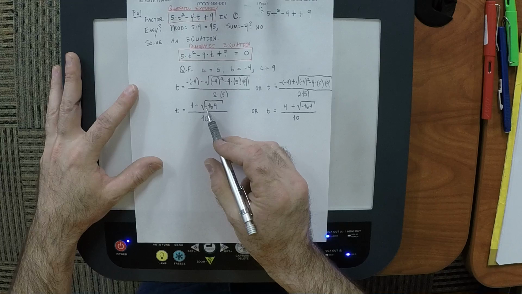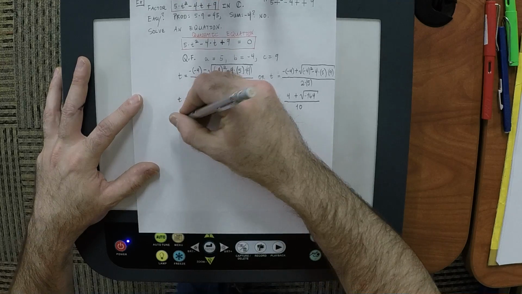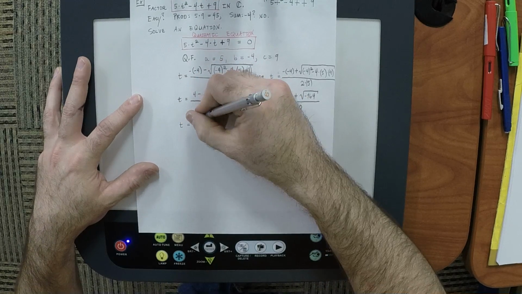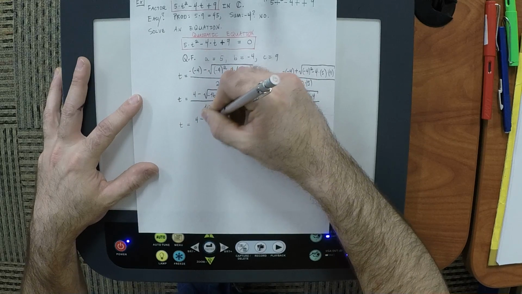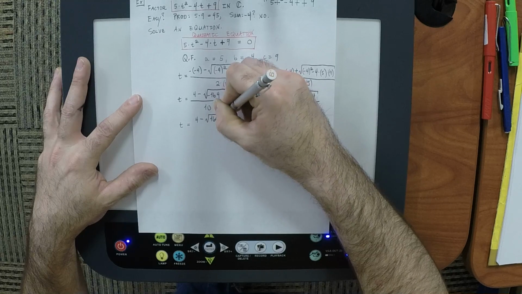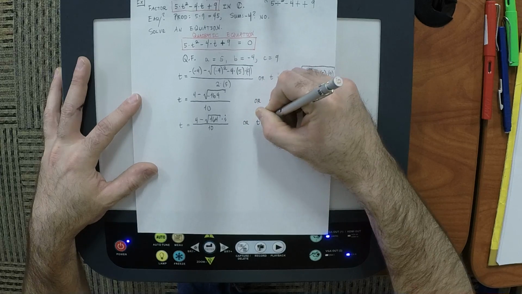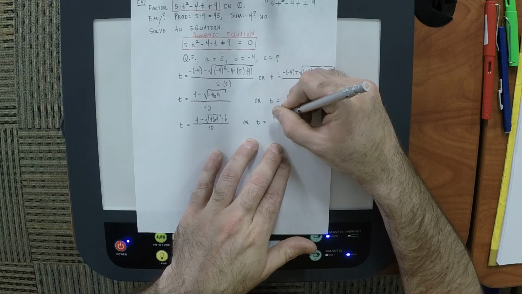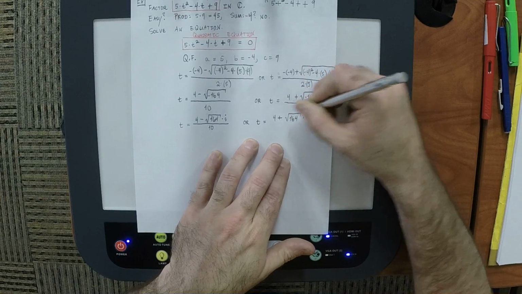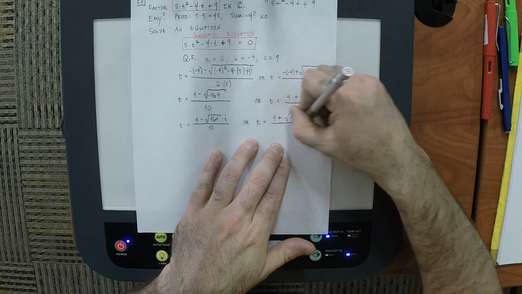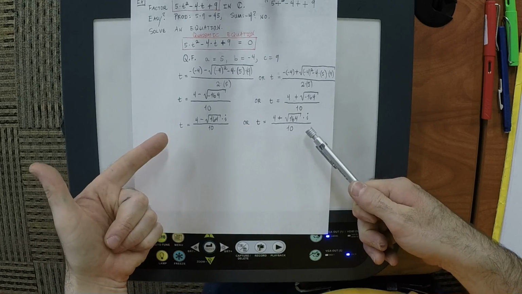The negative can come out of the square root, and what does it come out as? It comes out as i. So one of the possibilities is t is 4 minus the square root of 164 multiplied by i, over 10. The other possibility is that t is 4 plus the square root of 164, negative has come out as i, over 10. Okay, so is this the answer to the exercise?